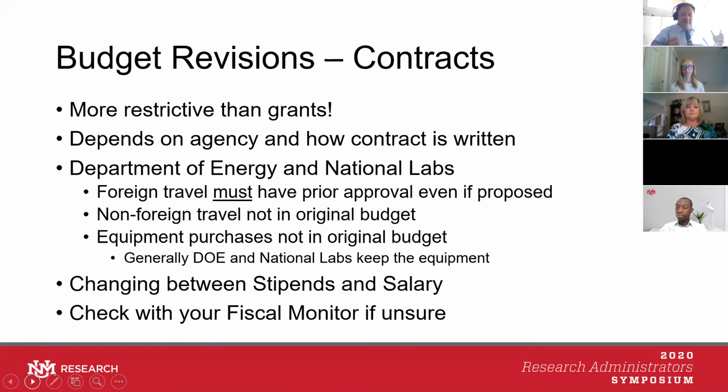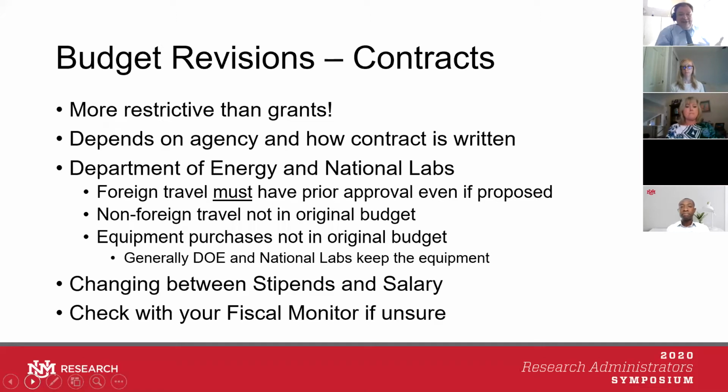And then there's a difference between grants and contracts. Remember, contracts are a lot more restrictive than grants. And again, it depends on the agency and how the contract is written. Some agencies are more restrictive than others. For example, Department of Energy and the National Labs, Sandia, Los Alamos, if non-foreign travel was not on the original proposal, then they need prior approval. If equipment is being purchased that wasn't on the original budget, then you need prior approval.